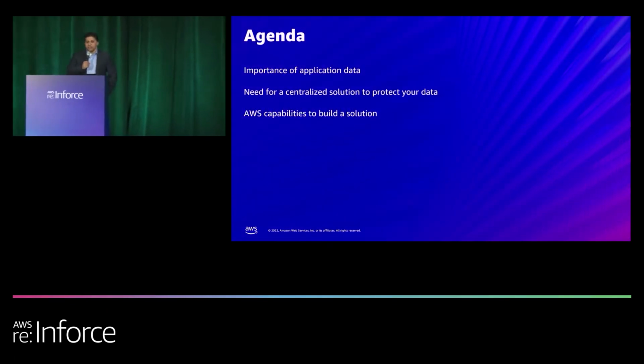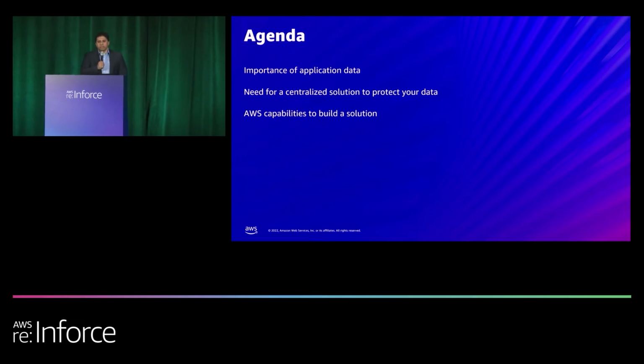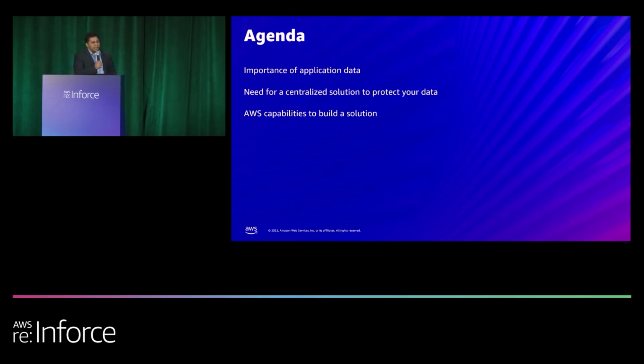Today, we're going to cover the importance of application data and the need for a centralized solution to protect your data. And then we will cover AWS capabilities using which you can put together a solution to protect your data against disaster or ransomware events.